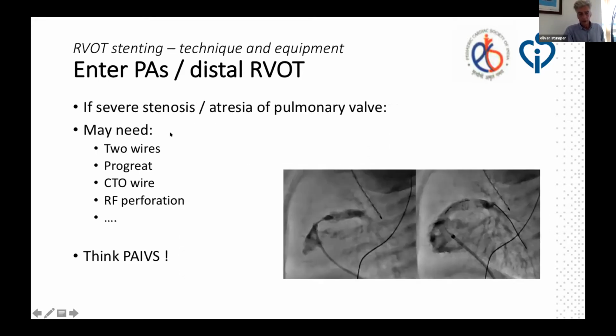If the stenosis is severe or there's atresia of the pulmonary valve, then we may need 2 wires, prograde CTO wire, or even pulmonary RF perforation. And it's really like the excellent talk by Masny, you have to think pulmonary atresia intact septum to do some of this work.